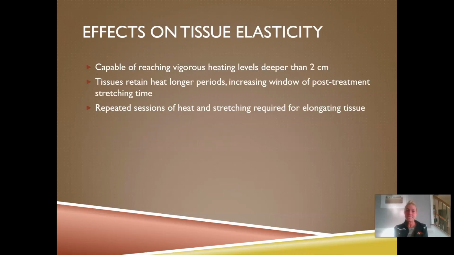Effects on tissue elasticity, again, we can get to vigorous heating levels deeper than 2 centimeters. 2 centimeters are our more superficial heating agents, hot packs and whirlpools and paraffin. And the heat is going to be retained for longer periods.